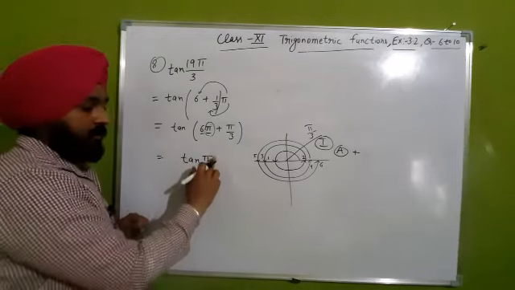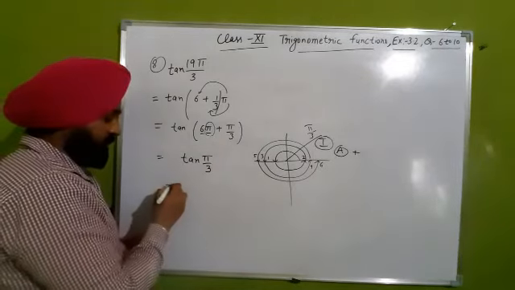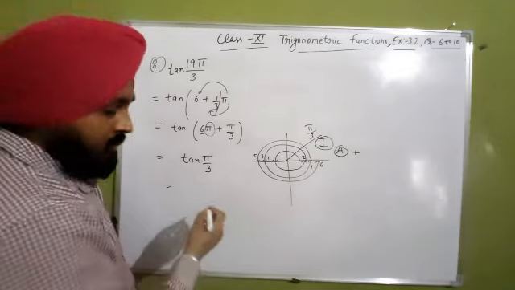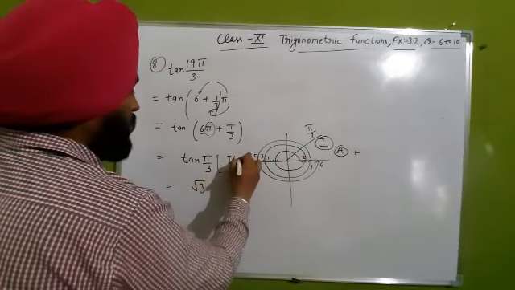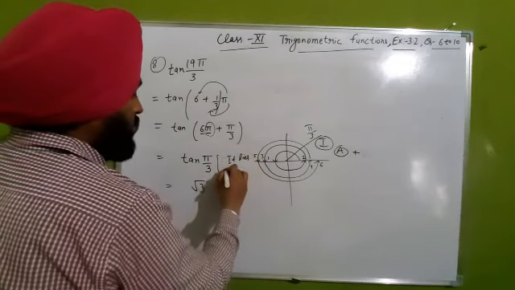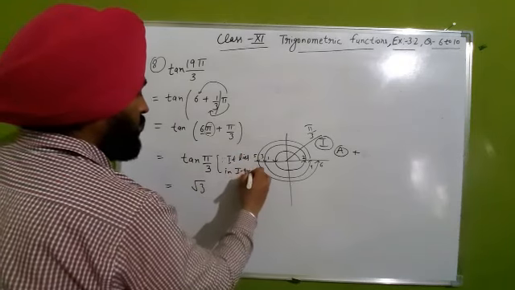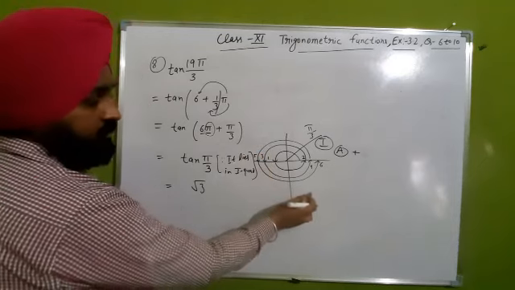So what is the value of tan pi by 3? Pi by 3 means 180 degrees over 3, which means tan 60 degrees. What is the value of tan 60 degrees? That is square root 3. You have to write it here because it lies in the first quadrant. Clear now how it lies in the first quadrant?